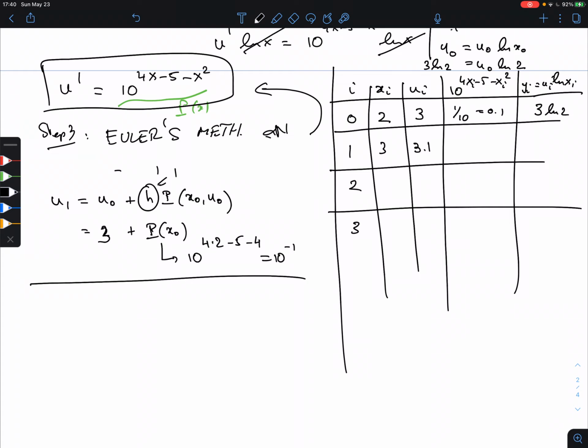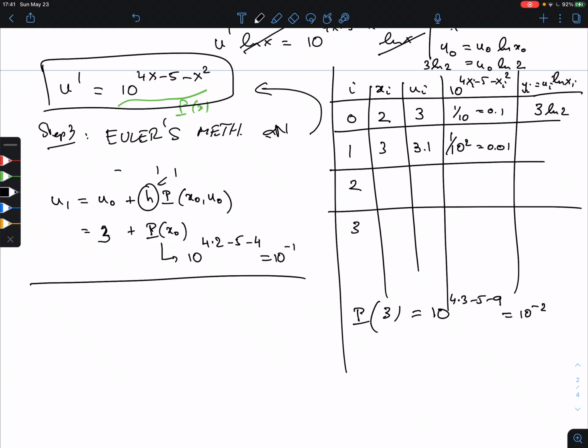We will not need to calculate this number, right? The next thing that we calculate in this table is this number. So let's do this already. So I'm going to do it here. P of, now what is that number? I have to plug in x1, which is 3, right? I plug in this x value now and plug it in here. So P3, what is that? That is 10 to the 4 times 3 minus 5 minus 9. That is 12 minus 14, that is 10 to the negative 2. Oh, that's actually nice. That is 1 over 10 squared, which is 0.01.